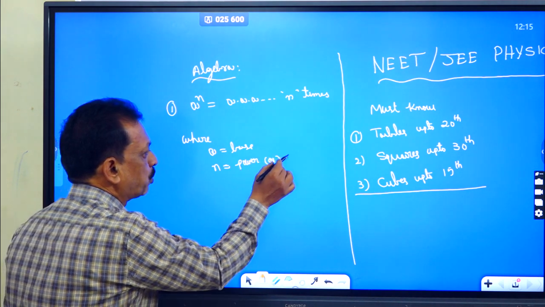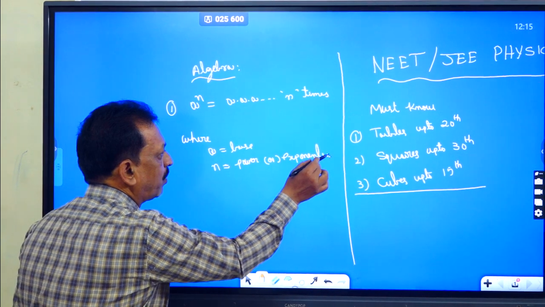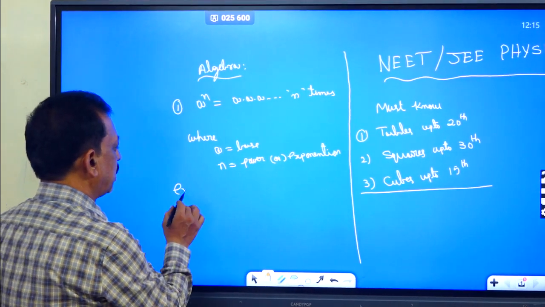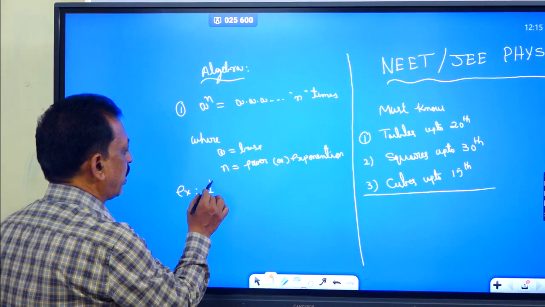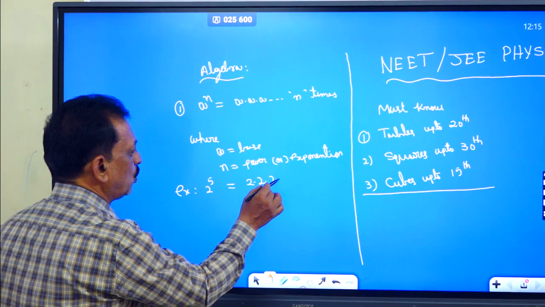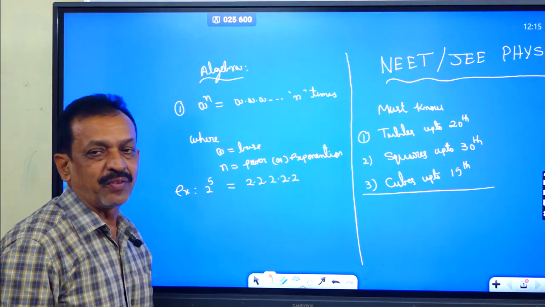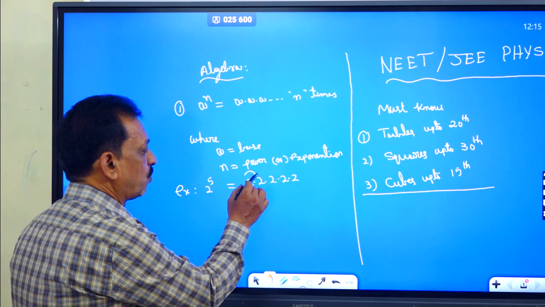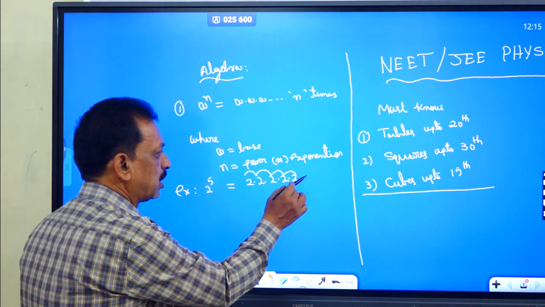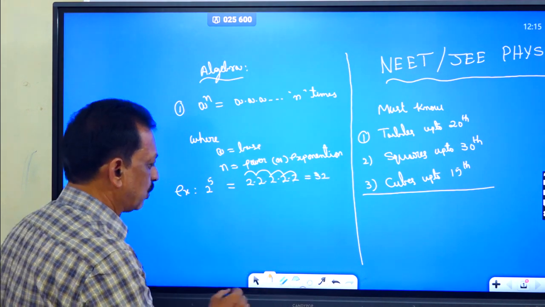For example, 2 to the power of 5 can be written as 2 into 2 into 2 into 2 into 2. So you have to multiply 2 repeatedly 5 times: 2, 4, 8, 16, 32.